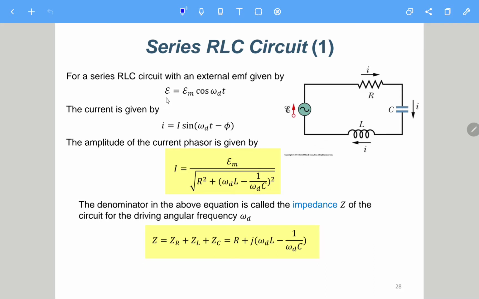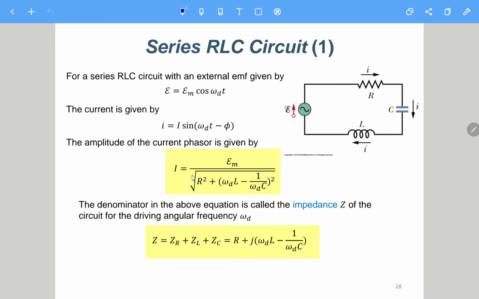So here you can see we have E equals Em cosine omega d t, just as before, and then we assume I is the current going through this circuit, which will be I sine omega d t minus phi, so minus a phase, so there will be a phase difference.